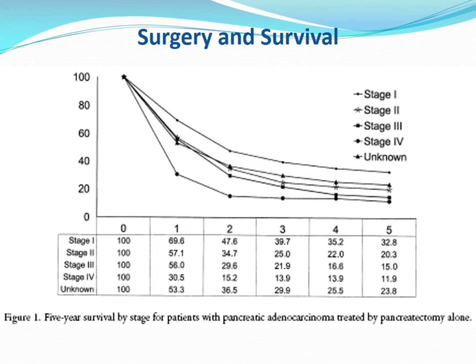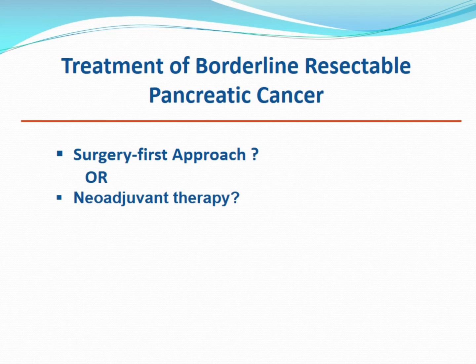This chart shows the 5-year survival by stage for patients with pancreatic adenocarcinoma treated by pancreatectomy alone. It's clear that the prognosis is poor, so pancreatic carcinoma should be treated by a multidisciplinary team. Treatment of borderline resectable pancreatic cancer: surgery first approach or neoadjuvant therapy.